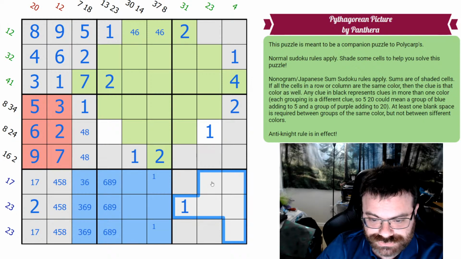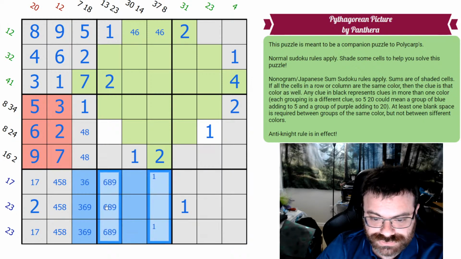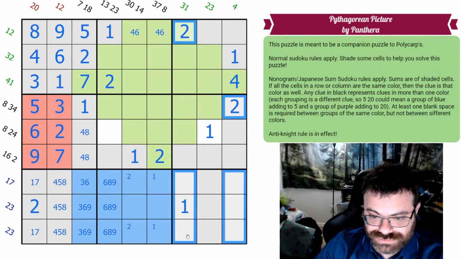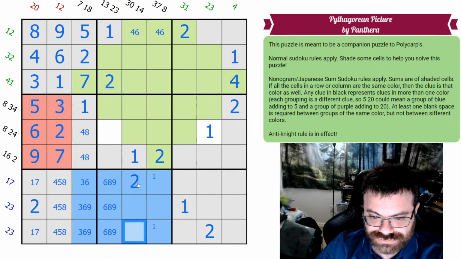Twos are here. Wait, how did I do that? Oh, this 2 looks down, this 2 looks down, this 2 looks across, and this 2 sees here. So this is a 2 and this is a 2. I think that's all the 2s.